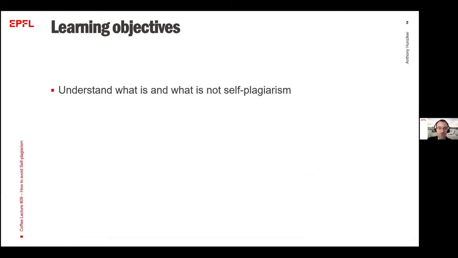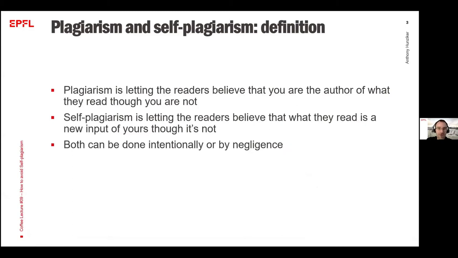Okay, so first a few definitions. So first, plagiarism. So plagiarism is basically letting the readers believe that you are the author of what they read, though you are not. And self-plagiarism is letting the readers believe that what they read is a new input of yours, though it's not. Okay. And both of them can be done intentionally or by excessive negligence, all right?